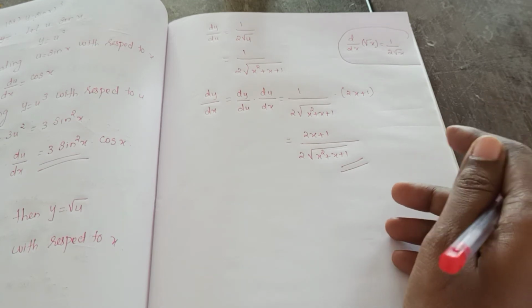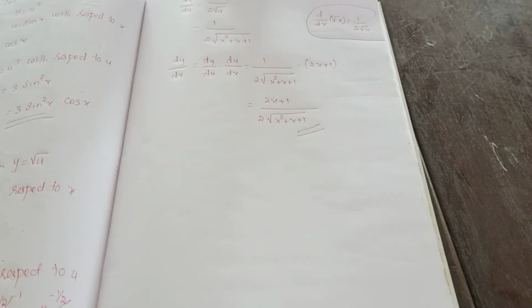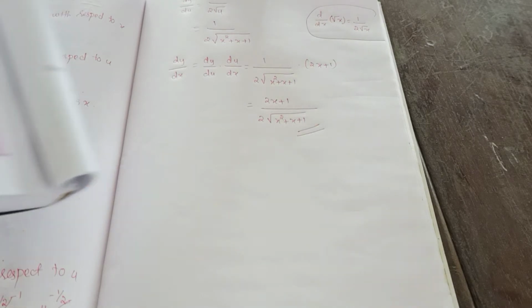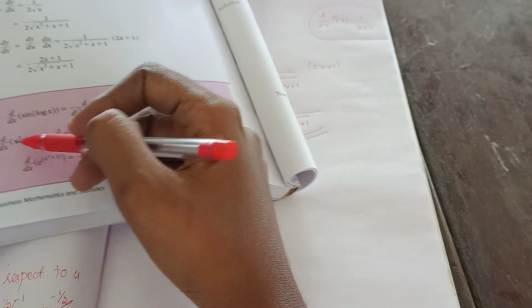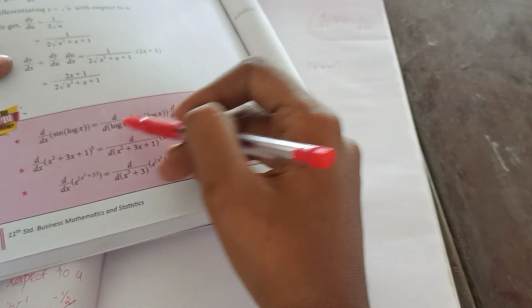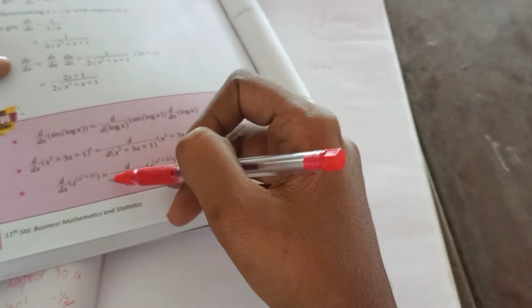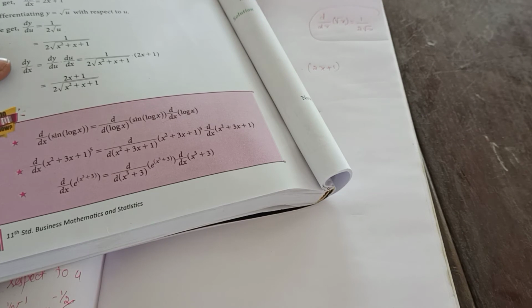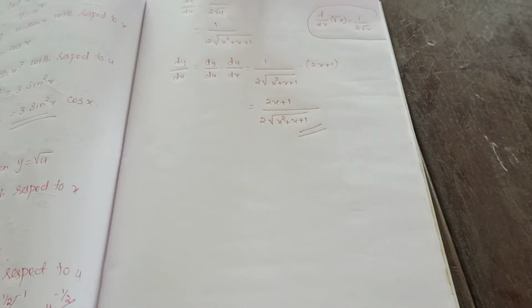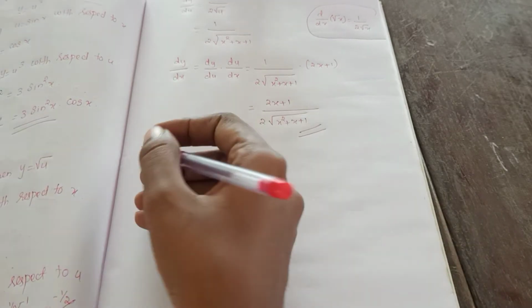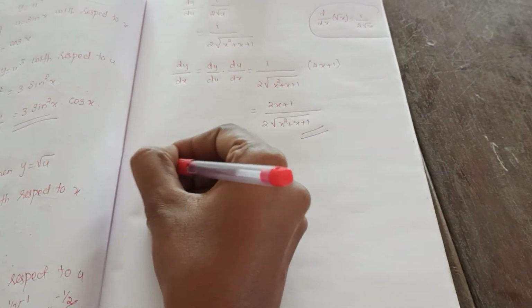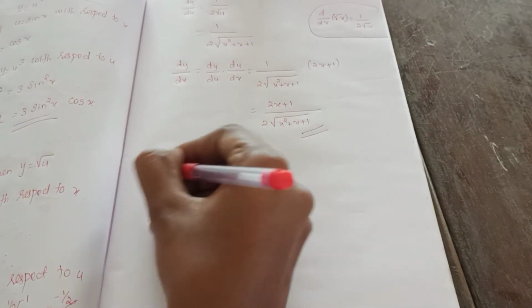So in your book, there are some examples. Go through that. d/dx of sin(log x) is equal to d/dx of this certain value. Sometimes they will ask in one word or anything, so go through that one. Okay, so take down the next example, we will do the next one. Next question, example 5.34.